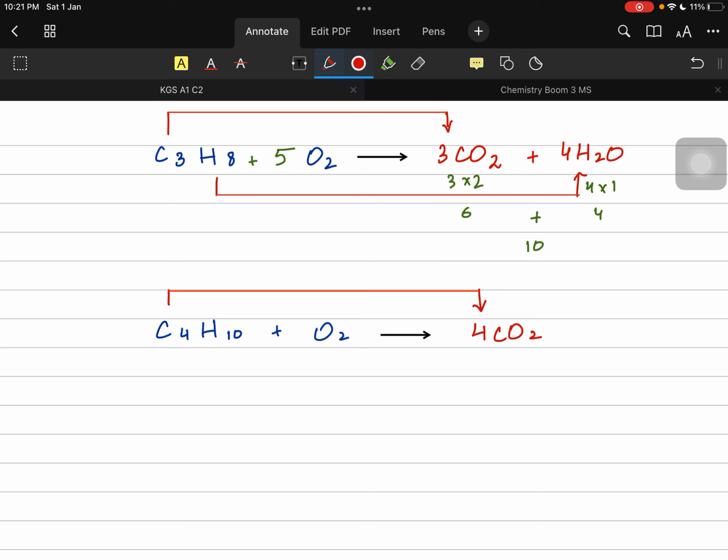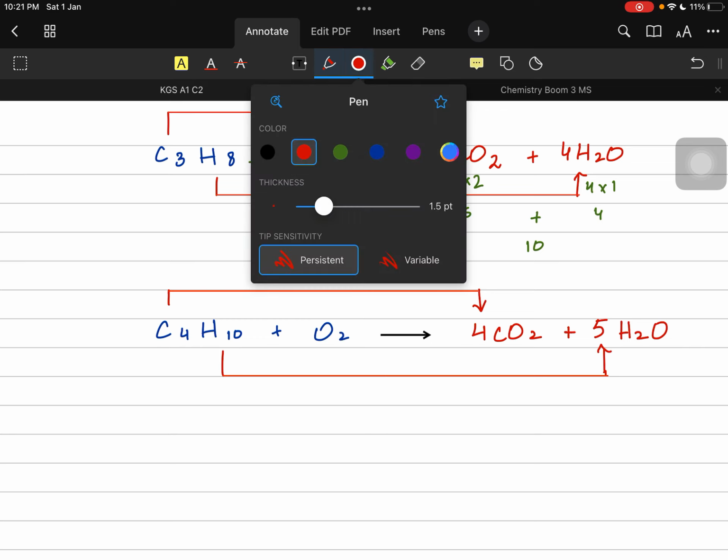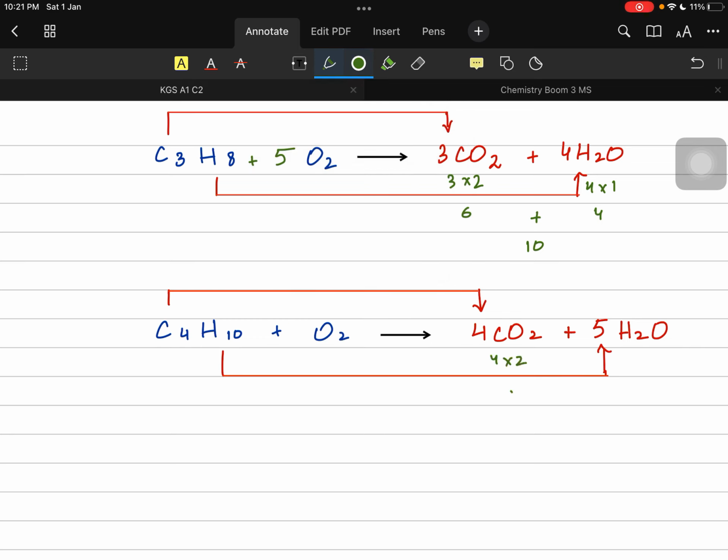Okay. What about the water molecules? You have 10 hydrogen atoms, which can give you 5 water molecules. Each water molecule has 2 hydrogen atoms. So 10 hydrogen atoms can be fit into 5 water molecules, because you know 5 2s are 10, so hydrogen is already there. Let's count the oxygens. So we know 4 2s are 8 and 5 1s are 5. So 8 plus 5 is 13. You have used 13 oxygen atoms.